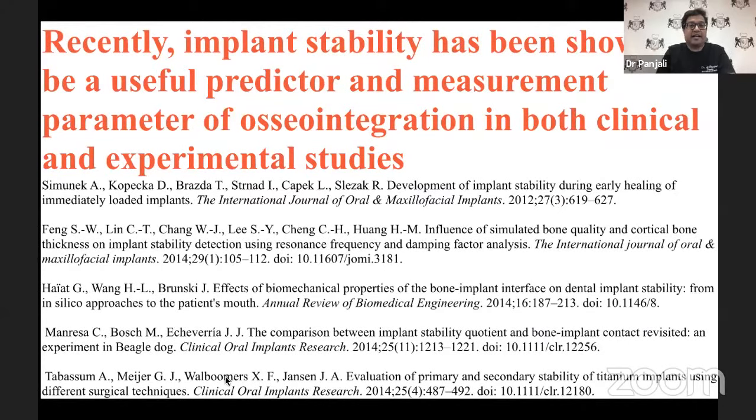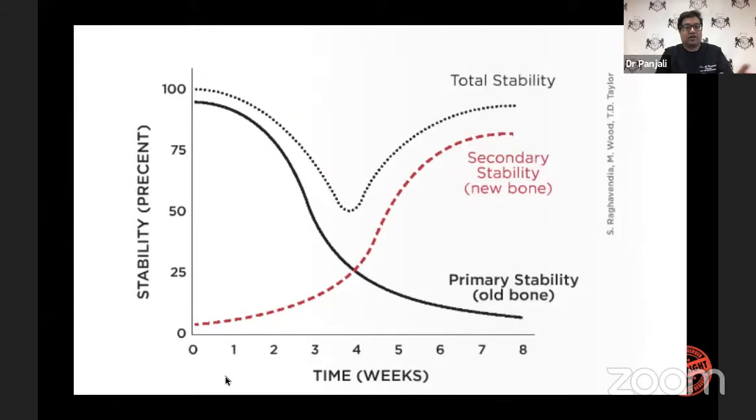Literature continues to say, recently, implant stability has shown to be a useful predictor and measurement parameter for osseointegration in both clinical and experimental studies. And I hope this answers the question that was asked to me before by one of the doctors here. Now let's look at this very important illustration or a graph by Raghavendra and Wood. When they published this paper, it is a very important paper.